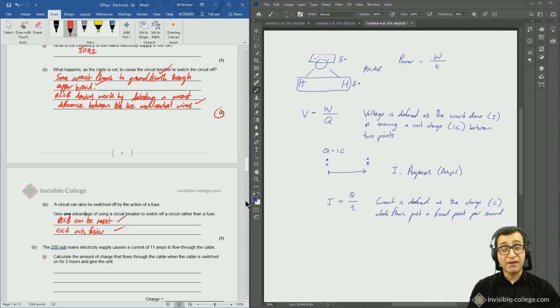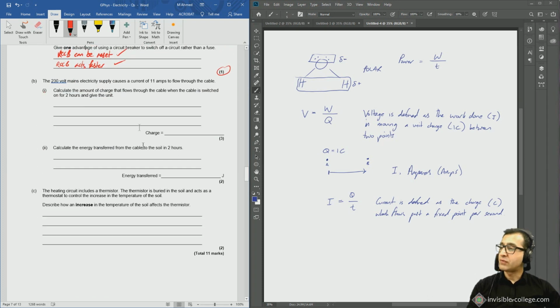But fuses have to heat up and melt and break in order to protect the circuit. And in that time, if you have a particularly high power surge, you can still damage components in the circuit before the fuse breaks and switches off the current. An RCCB acts more quickly than a fuse, and this again is an advantage. So either one of those would get you the mark for that one.